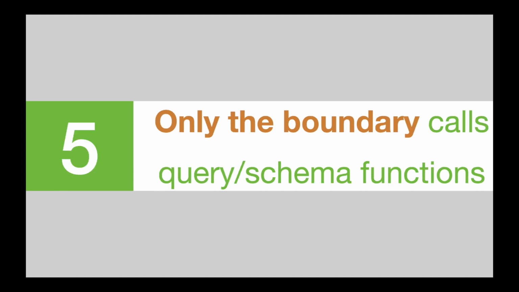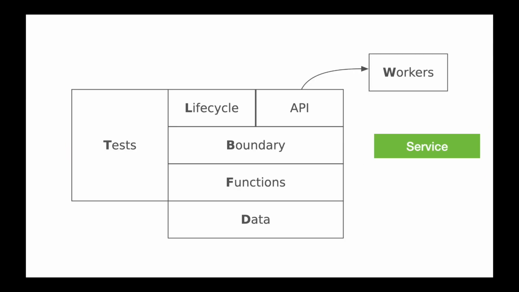The next piece of advice that I have for you is that only the boundary should call the query or schema functions. So an example here is maybe I have a service that wants to call something in functions that's working on the data. If you can at all help it, you should not do this kind of thing, because what tends to happen is this is going to increase the coupling in your system. There are going to be many more calls from your services directly to functions than there would be if I restricted these conversations to go straight through the boundary, right?